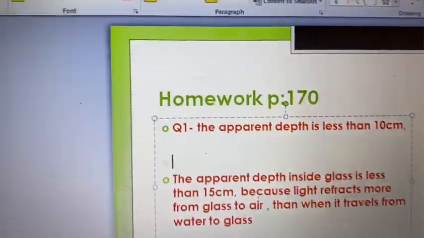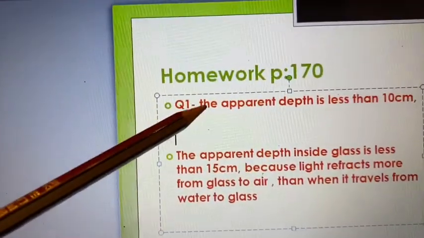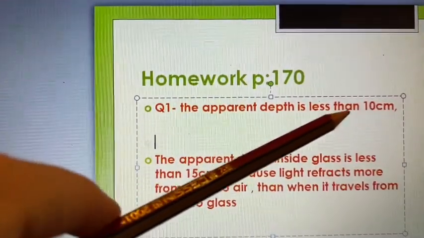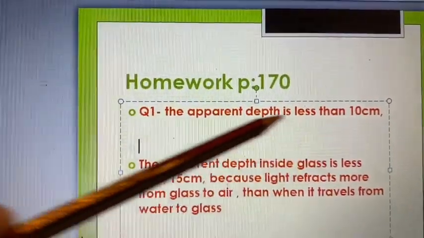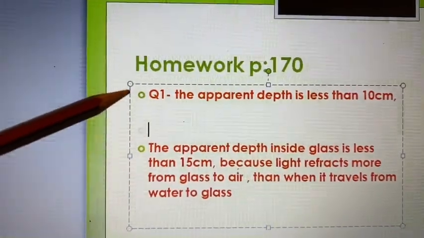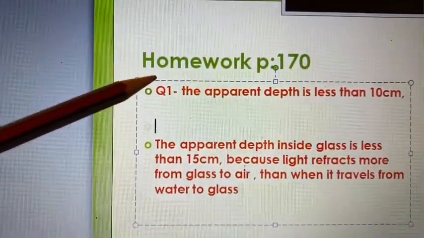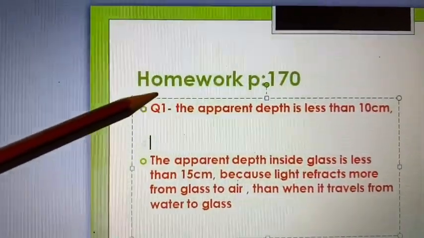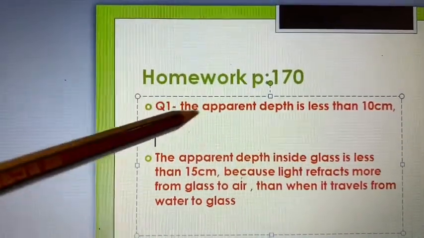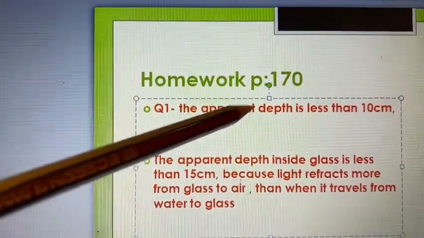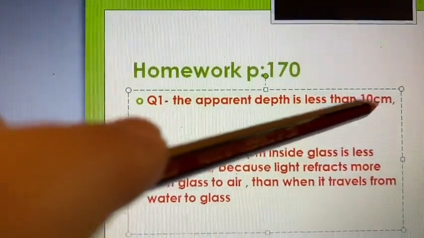You have the answers here. Question 1, the apparent depth is less than 10 centimeters. Please correct this. The PowerPoint I sent to you has a mistake in this question, so I want you to correct it. This is the correct one. The apparent depth is less than 10 centimeters.